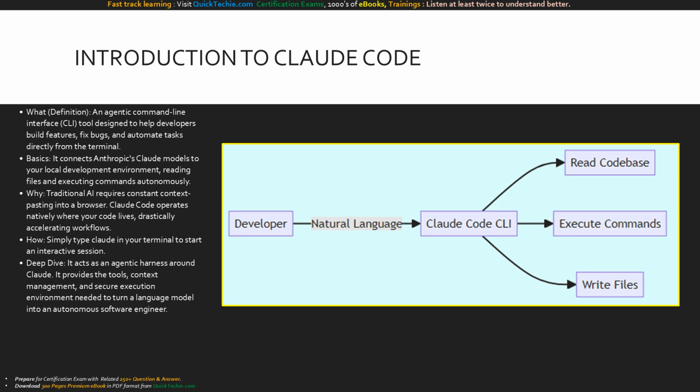This flowchart illustrates the fundamental shift in your workflow. As a developer, you interact with the Claude Code CLI using simple natural language. The CLI then fans out, autonomously reading your codebase, executing necessary terminal commands, and writing to files. It acts as the central hub, connecting your intent directly to your project's file system and tools.